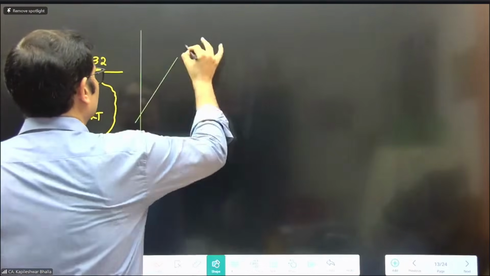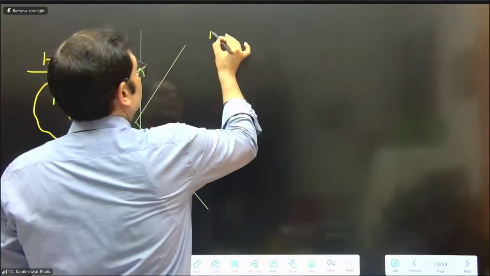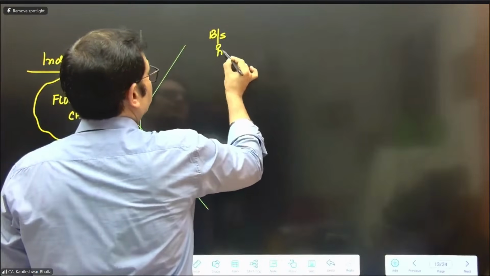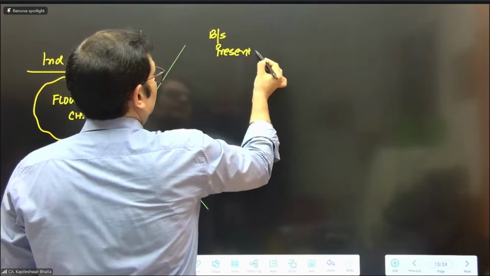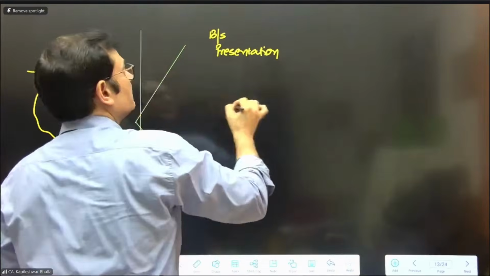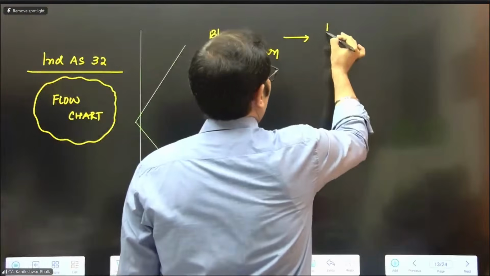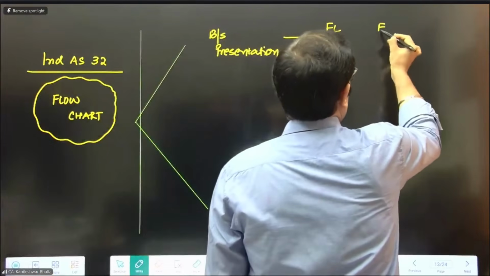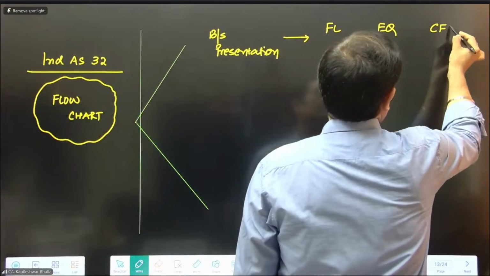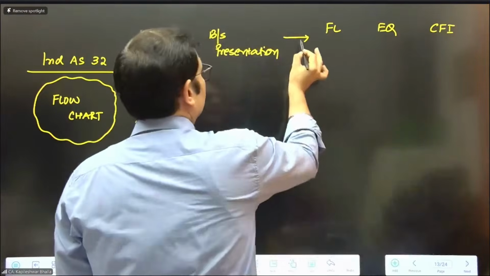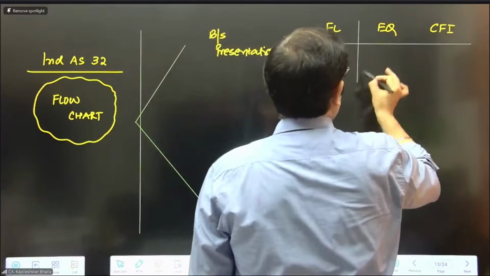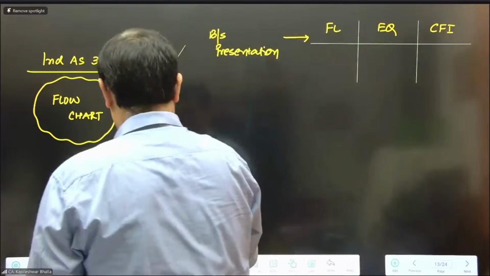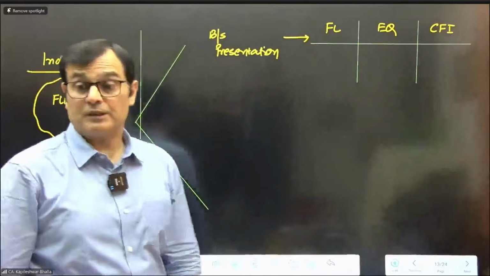When you revise Ind AS 32, the two key issues which should immediately crop up in your mind, as I started with, are these. You should be very clear on the balance sheet presentation with reference to financial liability, with reference to equity, and with reference to CFI. I'm just making a quick flow chart to help you make your concepts crystal clear.